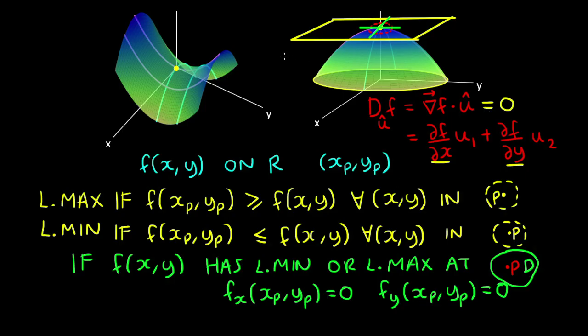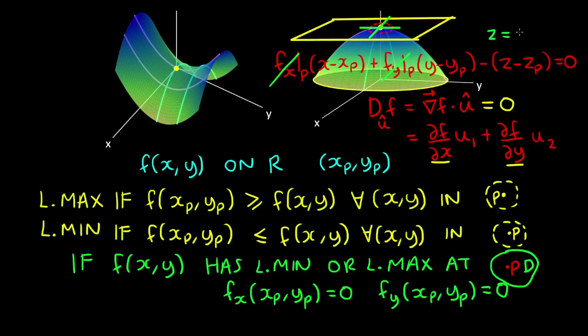And recalling the equation for the tangent plane was the partial with respect to x evaluated at P by x minus xp plus the partial of f with respect to y evaluated at P by y minus yp minus z minus zp is equal to 0. So given that the partial derivatives are 0 at a local maximum or minimum, then we obtain z is equal to zp. So this is a horizontal plane with the normal pointing in the z direction.